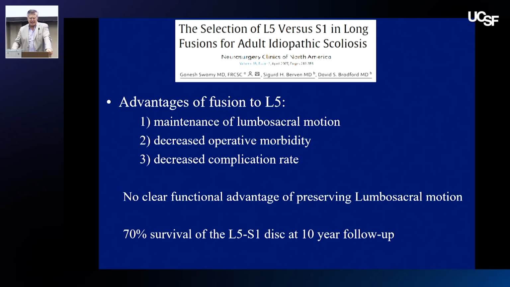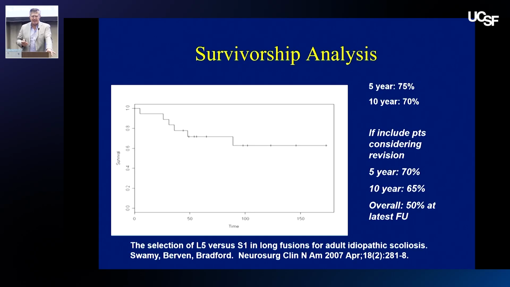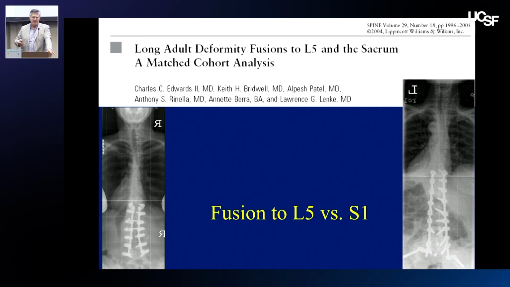This is a paper, again, that Ganesh Swami, who is now Fred's partner out in Calgary, and I wrote about some of the advantages of stopping at L5. We maintained lumbar sacral motion, decreased the operative morbidity, and decreased complication rates, including revision surgery, broad failure, and infection. There was no clear functional advantage that we were able to demonstrate, but having said that, the survival of the L5-S1 disc in this series was about 70% at 10 years, and this is the Kaplan-Meier curve that we came up with.